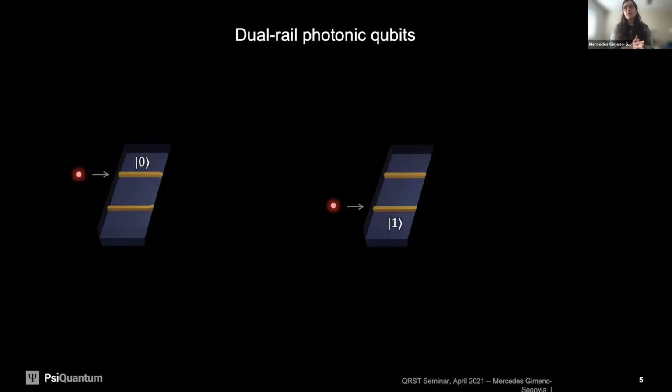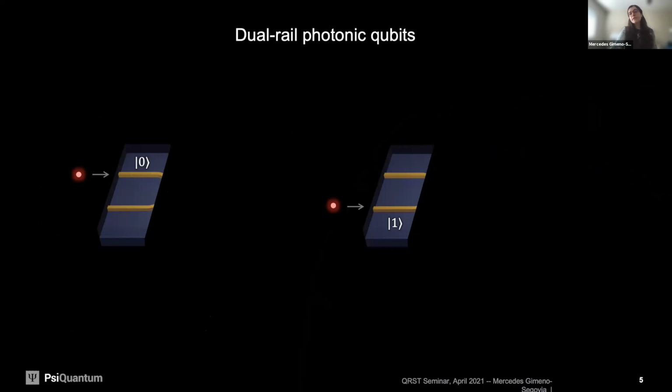So we use dual rail photonic qubits, where we are encoding information in the path degree of freedom. So for every qubit, we have two waveguides, and the presence of a photon in the top waveguide corresponds to a logical 0. The presence of a photon in the second waveguide corresponds to a logical 1.